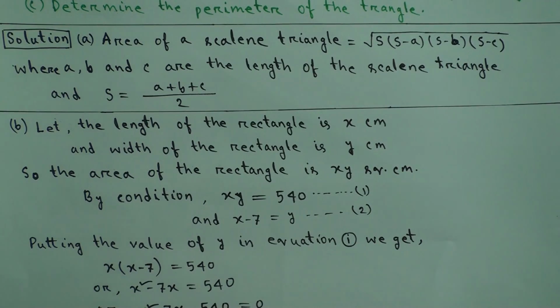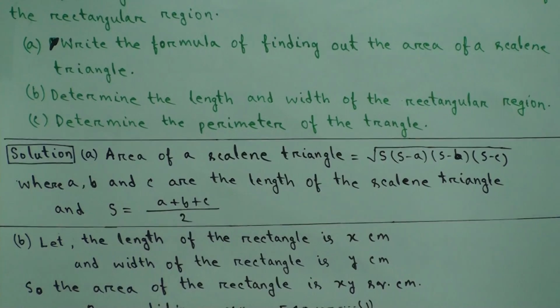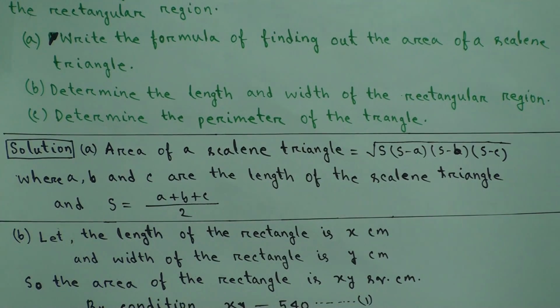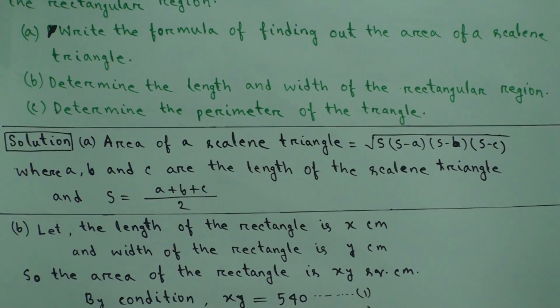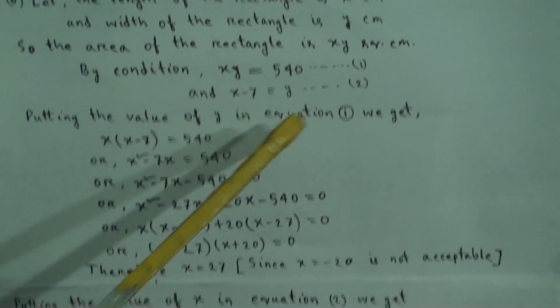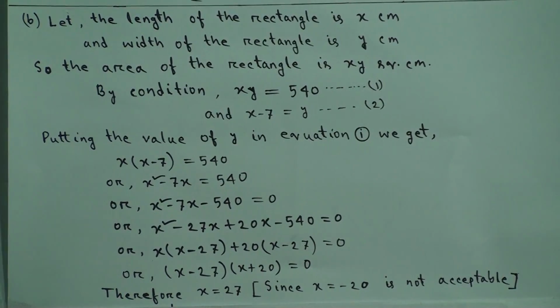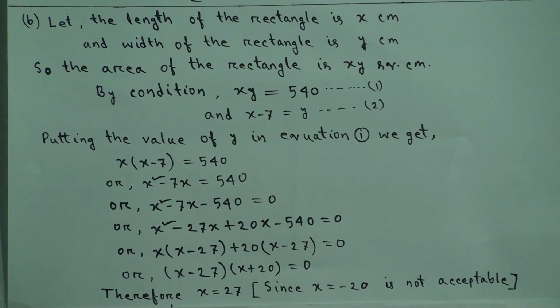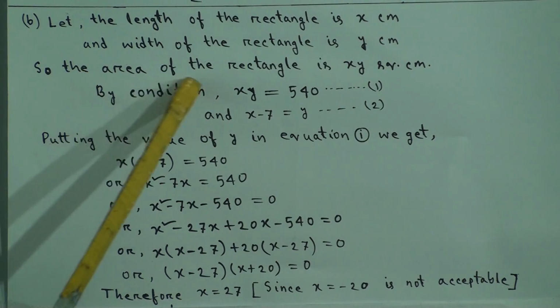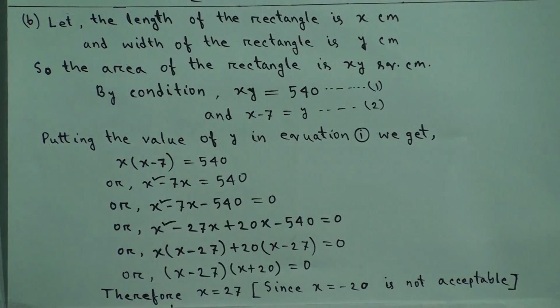Now we'll solve B number question. Here the question is, determine the length and width of the rectangular region. We have to find out the length and width of the rectangular region. At first we will suppose that length of the rectangular region is x and width of the rectangular region is y. Then we know that area of a rectangle is length multiplication width. So area of the rectangular region is xy square meter.